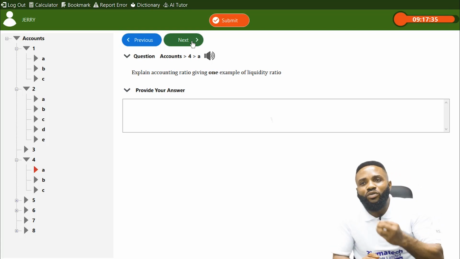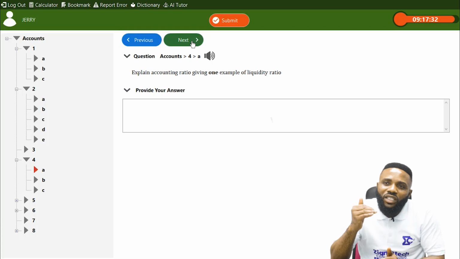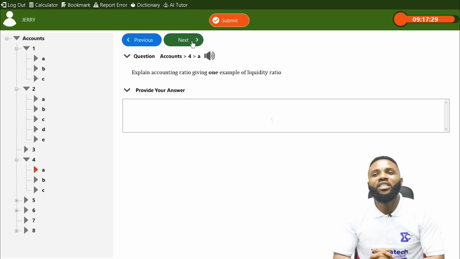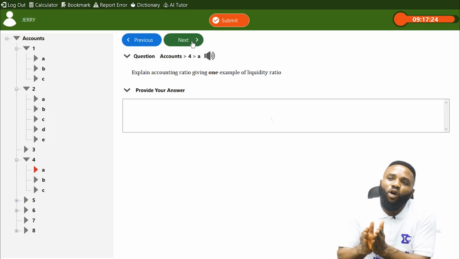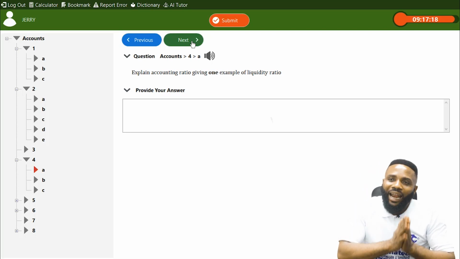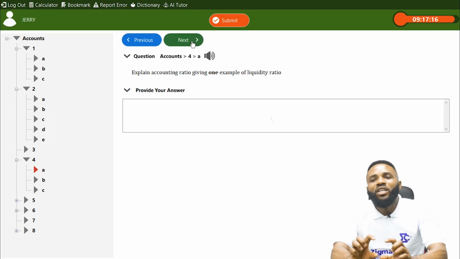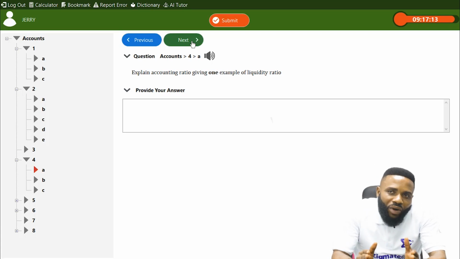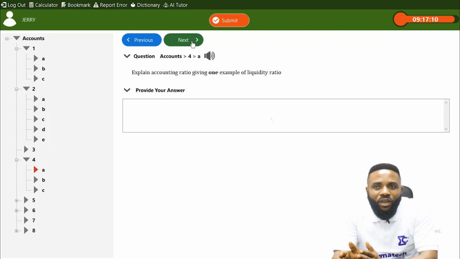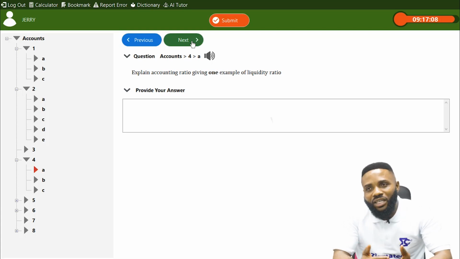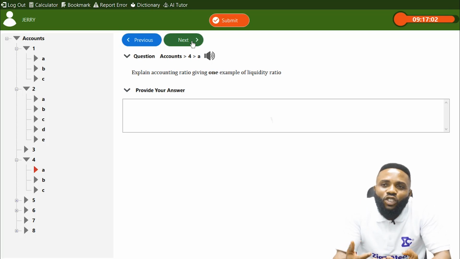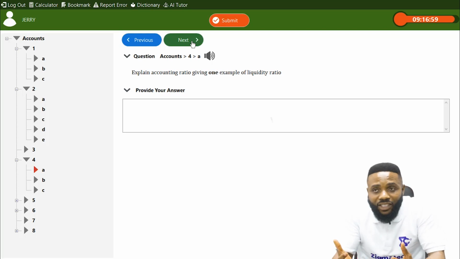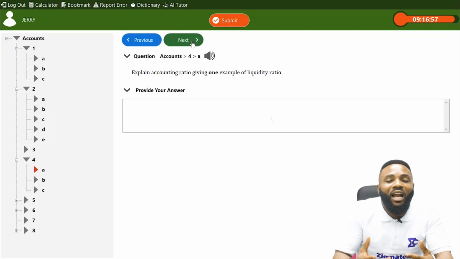Now, having explained what ratio is, let's look at what liquidity ratio is. Liquidity ratio is simply the ratio that looks into the current assets of a business in comparison to the current liabilities. What do I mean? Liquidity ratio looks at the relationship between the current assets of a business and the current liabilities. It's looking at the possibility of the business to convert their current assets into cash so they'll be able to meet up to their short-term liabilities.